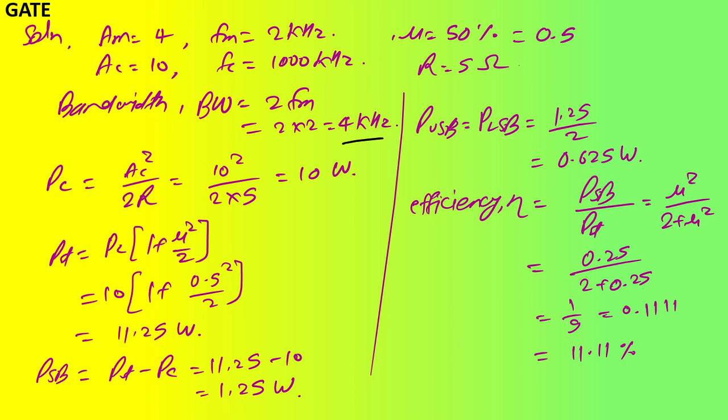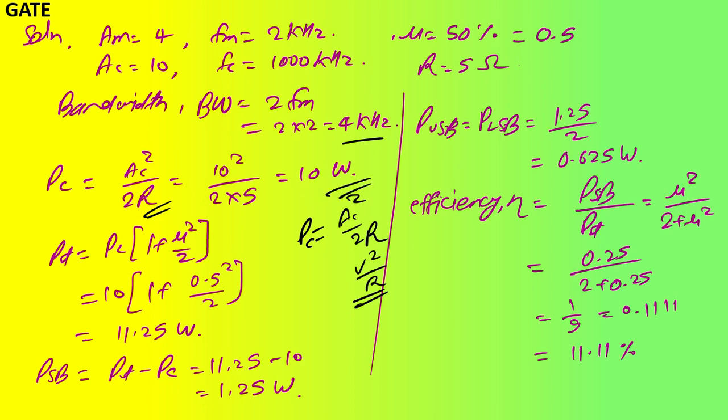Now PC, PC is equal to AC square by 2R. I told you just now why. P is nothing but AC by root 2 whole square, so that is 2, and since there is a resistance which is not unity, it is divided by R, just like V square by R. So you have 10 square, since AC was 10, 10 square by 2 into 5, that is 10 watt. So PC is also done.